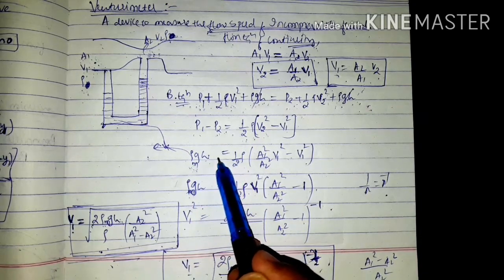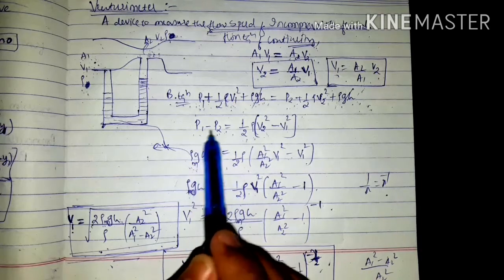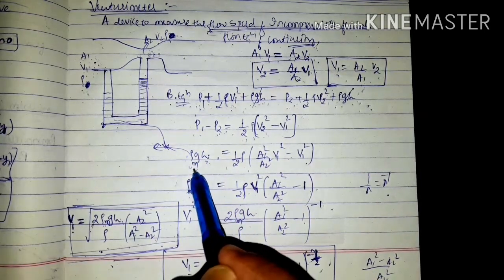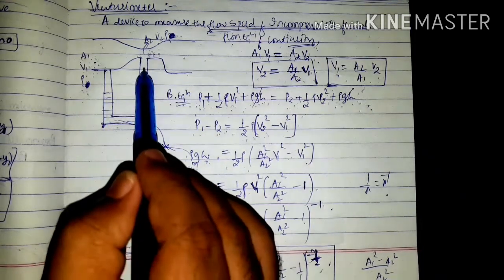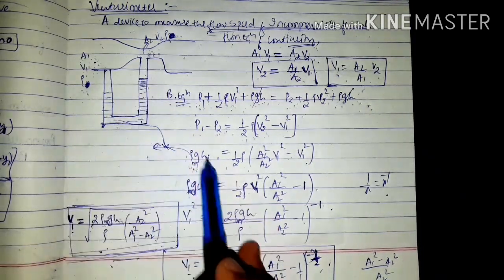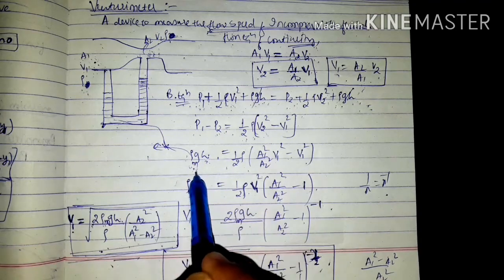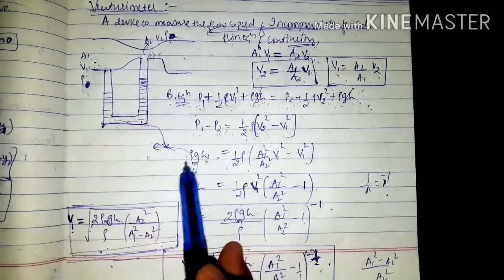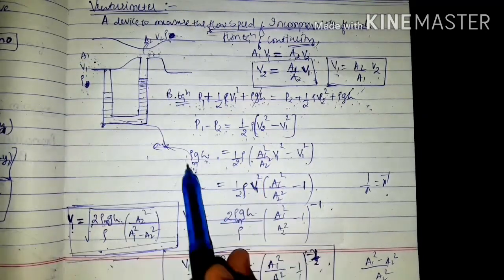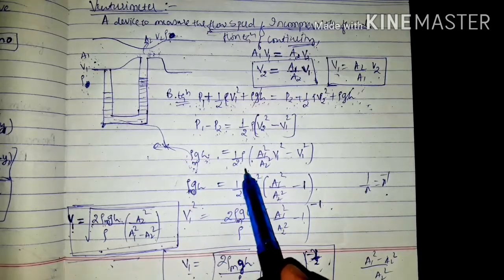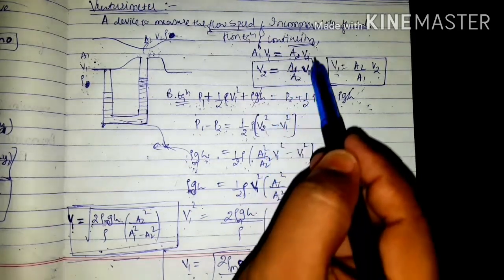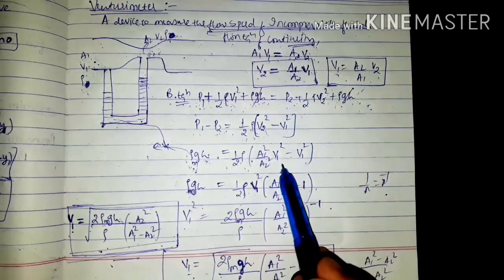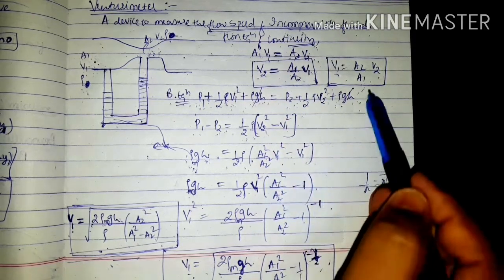You should notice one thing here. P1 minus P2 is rho GH, but I have taken this rho as rho M. Rho M is the density of the manometric material, that is, what is there in this U-tube. But here you find one more rho, that rho is the density of this fluid. So you should note this. So rho M GH is equal to half rho into V2 square, substituting the value: A1 square by A2 square into V1 square, minus V1 square.